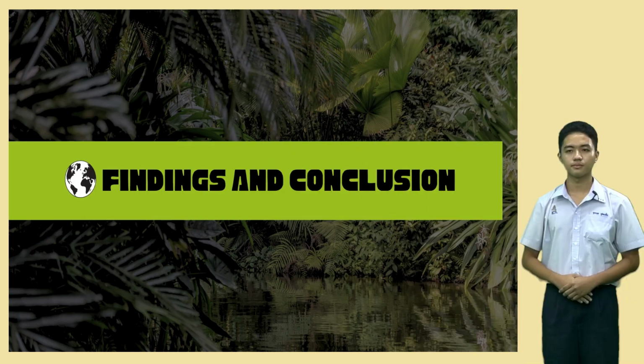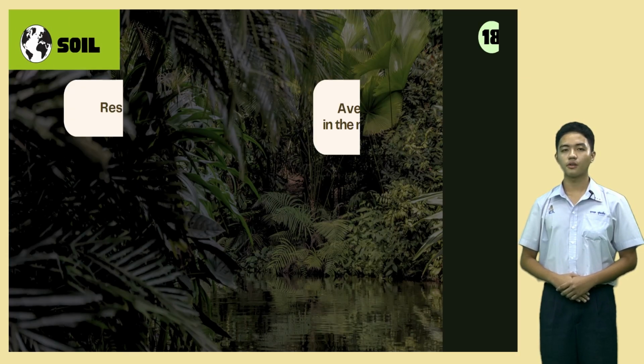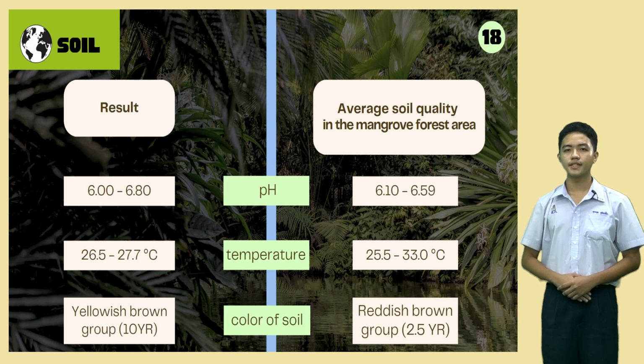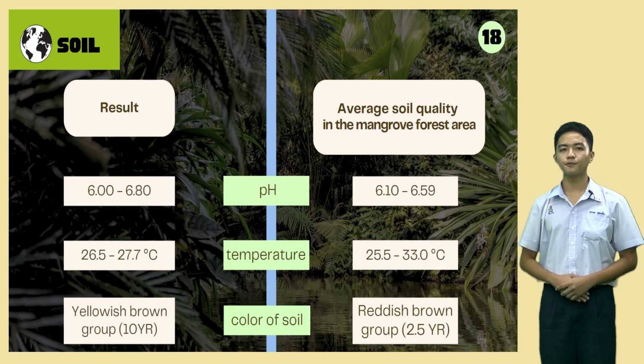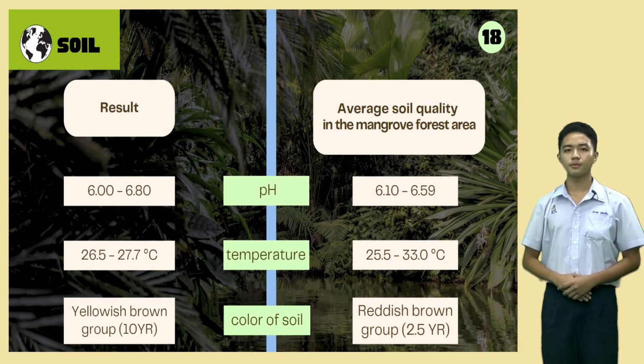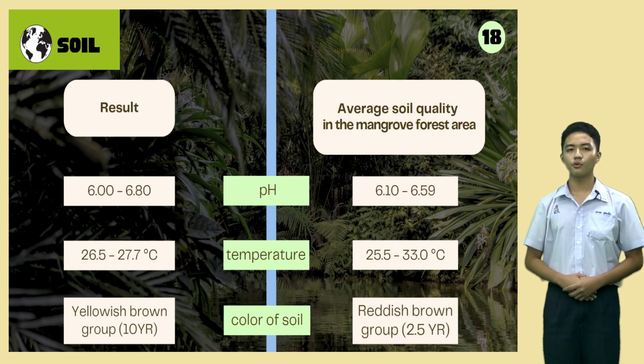For the findings and conclusions, our measurements indicate the following. Number 1. Soil quality. The average pH of the soil is 6.00 to 6.80, which falls within the standard range of 6.10 to 6.59, according to the Bureau of Mangrove Forest Conservation in Thailand. The average temperature of the soil is 26.5 to 27.7 degrees Celsius, within the standard range of 25.5 to 23.0 degrees Celsius. The color of the soil is categorized as yellowish brown, 10 yellow red, although the norm for soil color is typically in the reddish brown group, 2.5 yellow red.